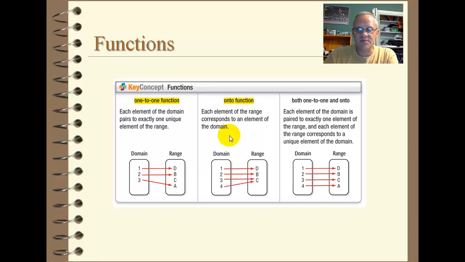But you notice that doesn't happen on the second part here. 3 goes to C and 4 goes to C. That is not a unique y for those two. They both share the same y. So that is not considered a one-to-one function anymore, but it is considered an onto function because each y, the D, the B, and the C, do connect with an x. The reason why the first one was not onto is because C doesn't connect with anything over here. And the last example is both of them. Each x value connects with a y value, and each y value connects with an x value, so that would be considered both one-to-one and onto.